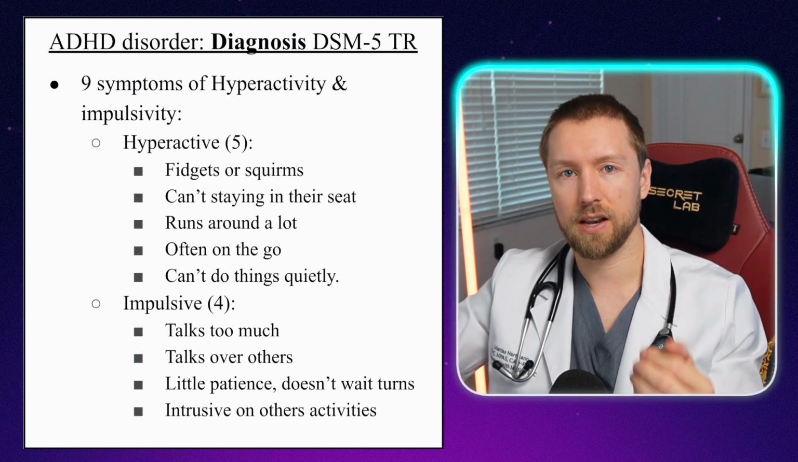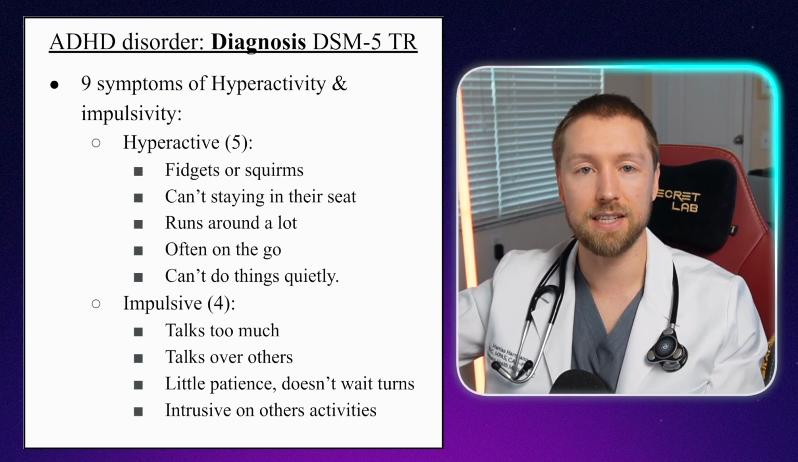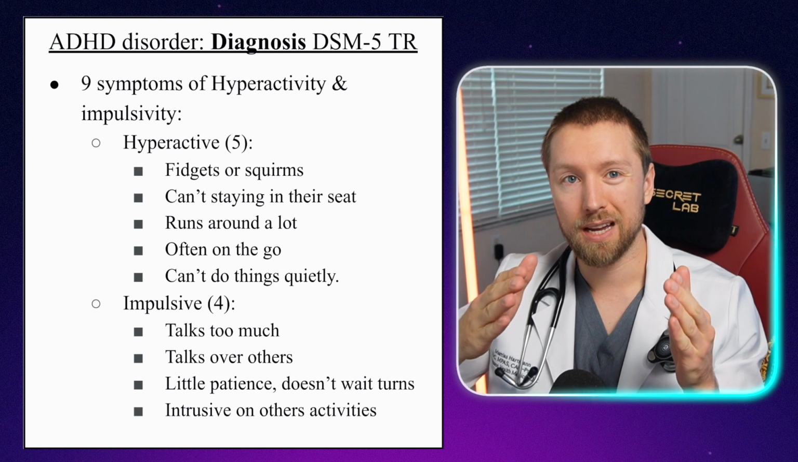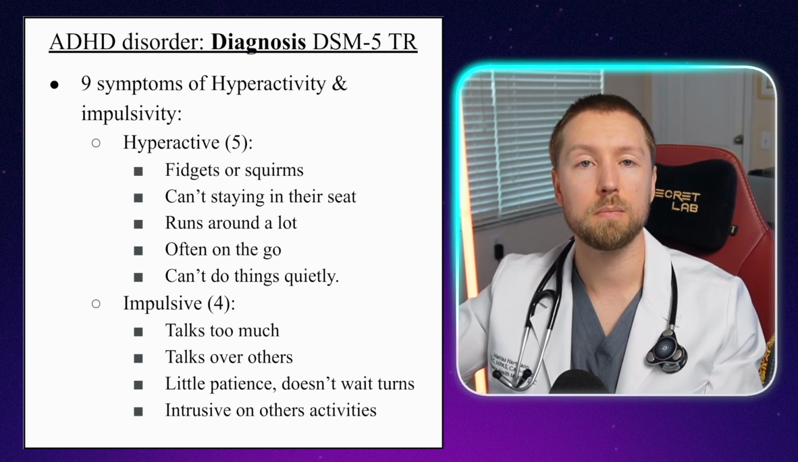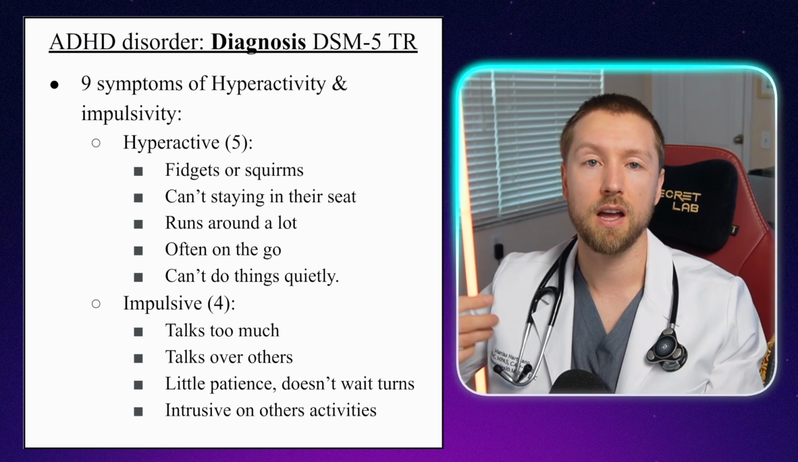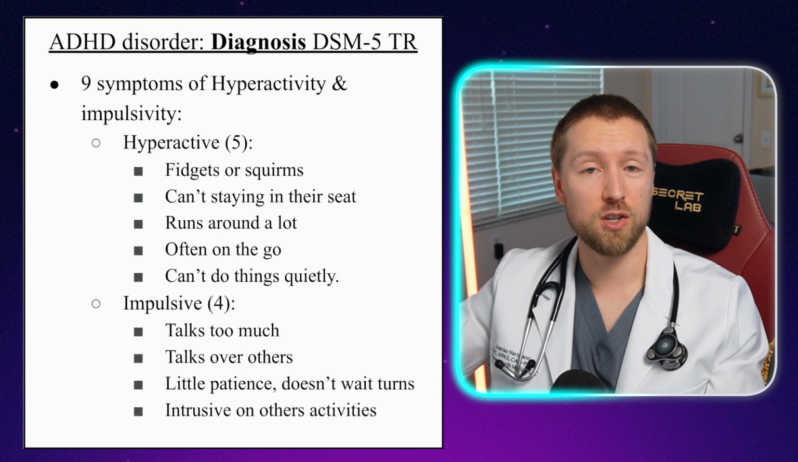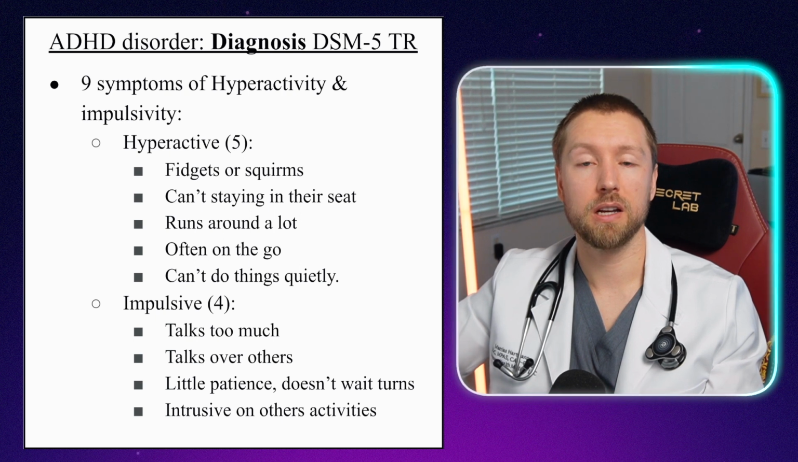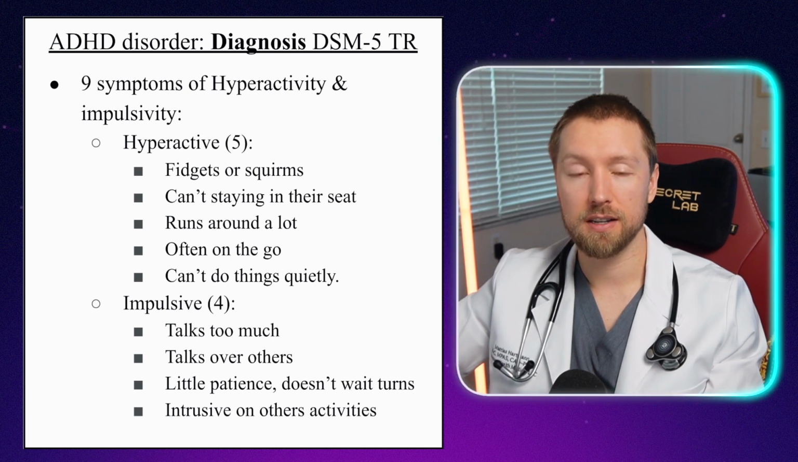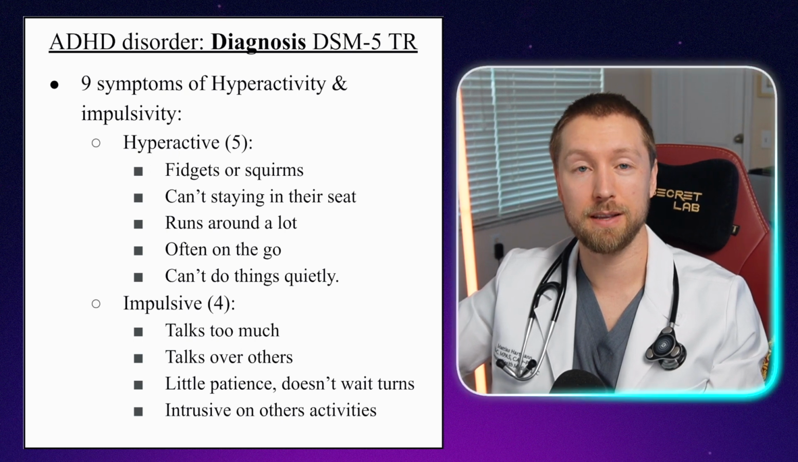If you have 6 out of the 9 of the inattentive, you can make a diagnosis of predominantly inattentive type of ADHD. And if you have 6 out of the 9 of the hyperactive symptoms, then you can make a diagnosis of predominantly hyperactive ADHD. Of course, if a patient has both criteria for inattentive and hyperactive, then they would be diagnosed with ADHD combined type. Let's go over the symptoms of hyperactivity and impulsivity.